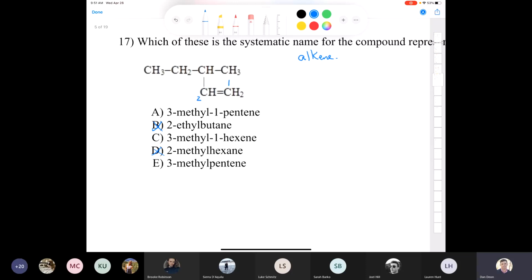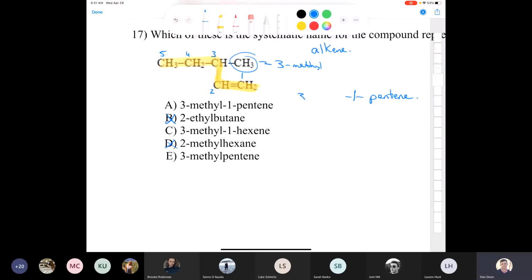1, 2, 3, 4, 5. The lowest possible number in the longest possible chain. If I just look at the chain that I have highlighted in yellow, this would be called 1-pentene, right? Because I have the double bond on the first carbon. So this is some kind of 1-pentene, and I only have one substituent. It's a methyl group at carbon 3, 3-methyl. So if I put that all together, I get 3-methyl-1-pentene.